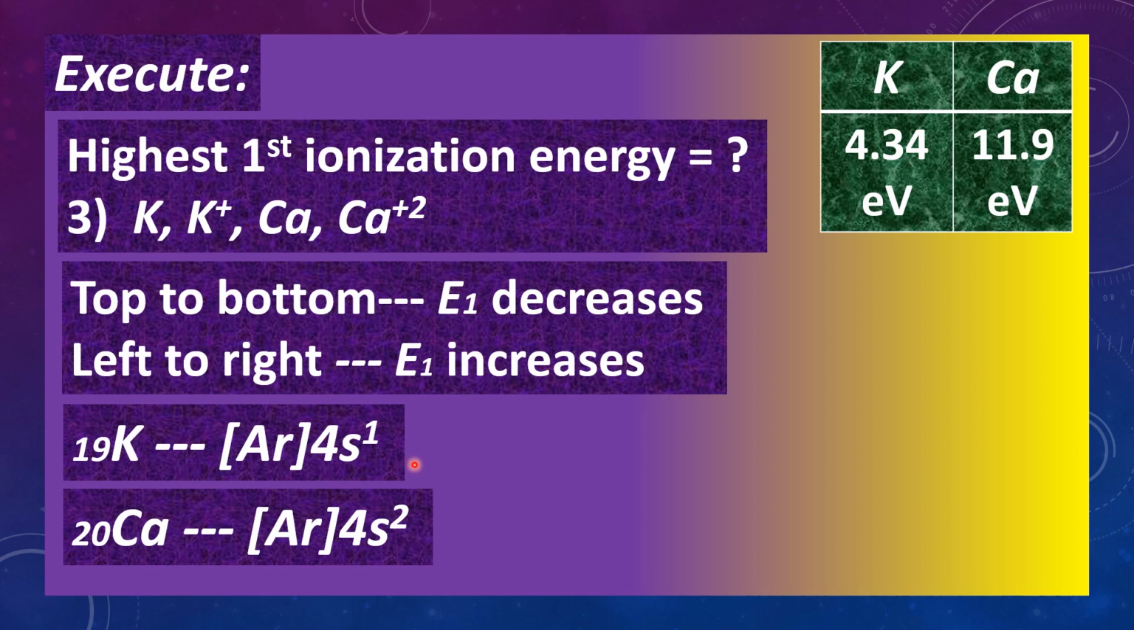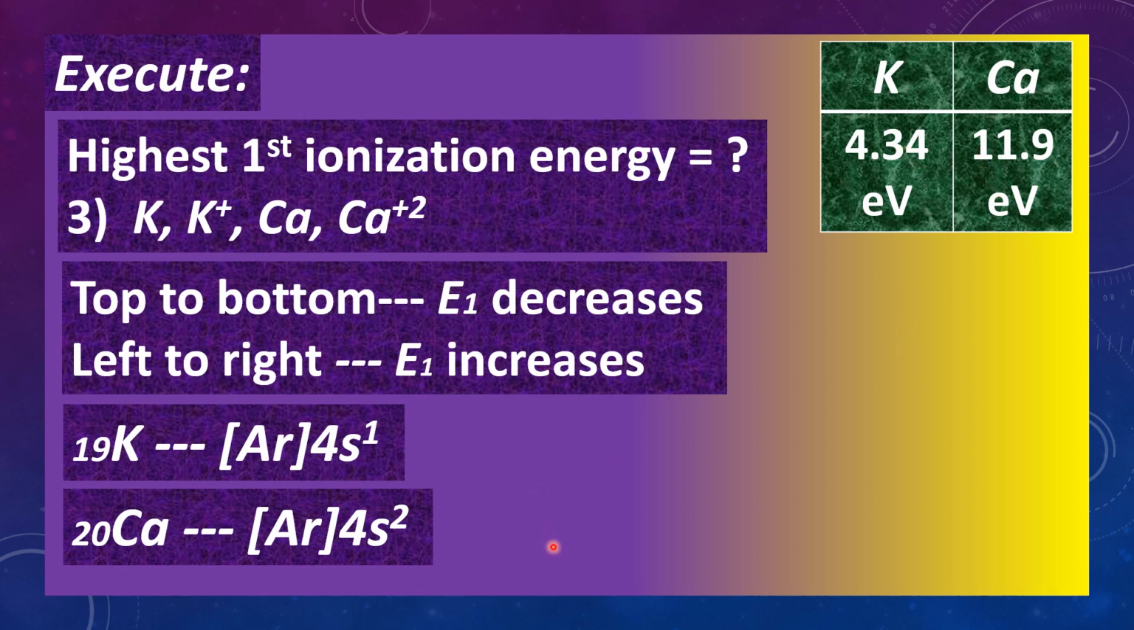Whereas in the case of calcium, the 2 electrons in its outermost orbital, the 4s orbital, are said to be very stable. It takes a much greater energy to dislodge even one single electron from 4s2. So that's the reason why calcium has a greater first ionization energy compared to potassium.